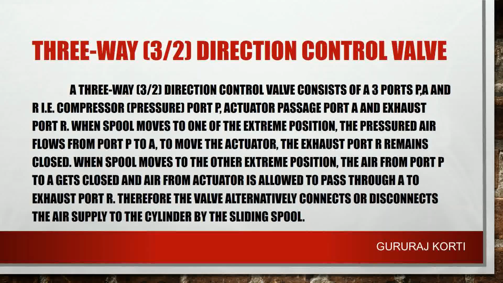When the spool moves to one of the extreme positions, the pressurized air flows from port P to A to move the actuator, and the exhaust port R remains closed. When the spool moves to the other extreme position, the air from port P to A gets closed and air from the actuator is allowed to pass through A to exhaust port R. Therefore the valve alternatively connects or disconnects the air supply to the cylinder by the sliding spool.